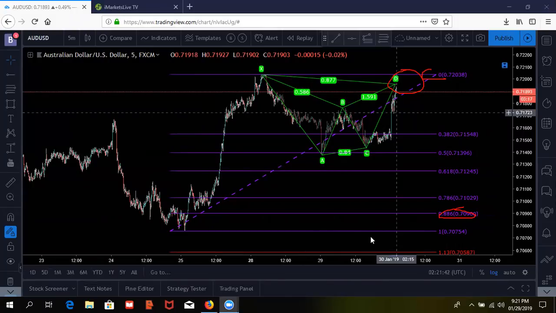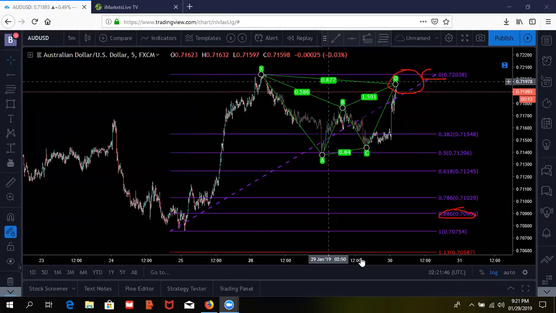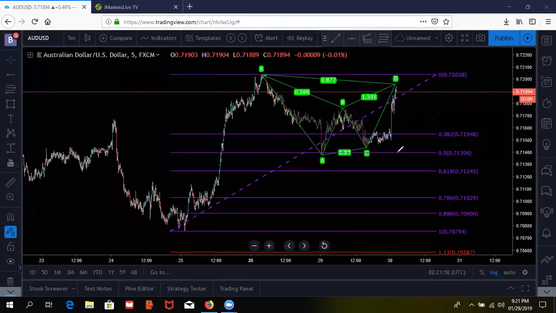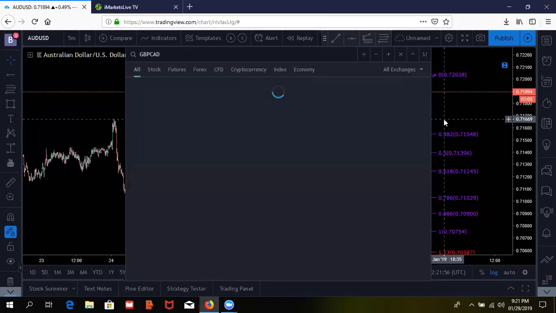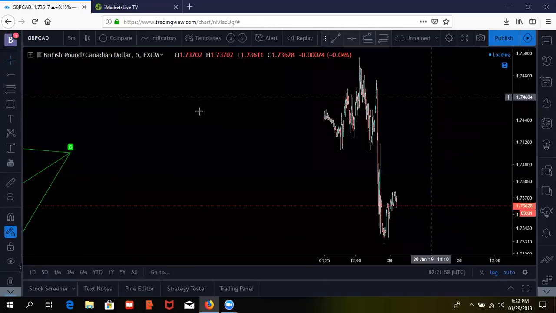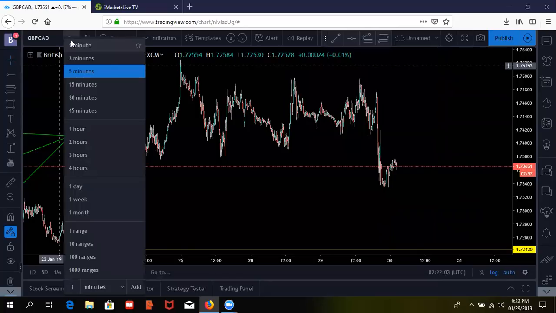Another trade. How many people are still in GbpCad from last week? GbpCad, right? This is another harmonic pattern that we had set up on GbpCad.